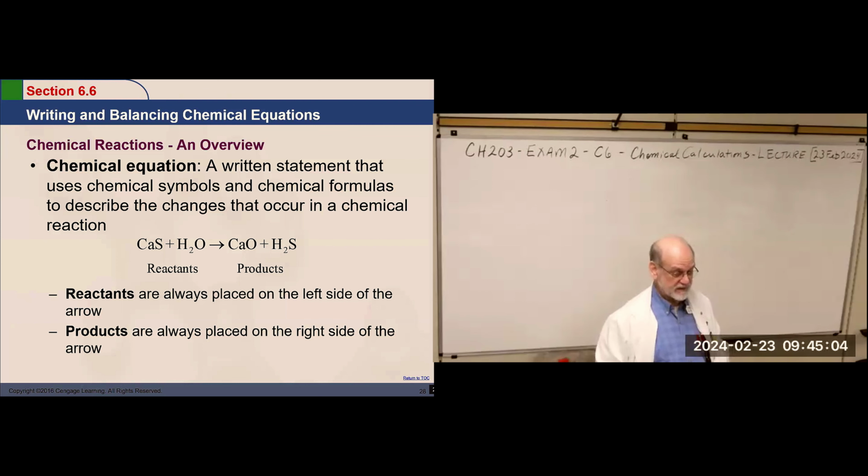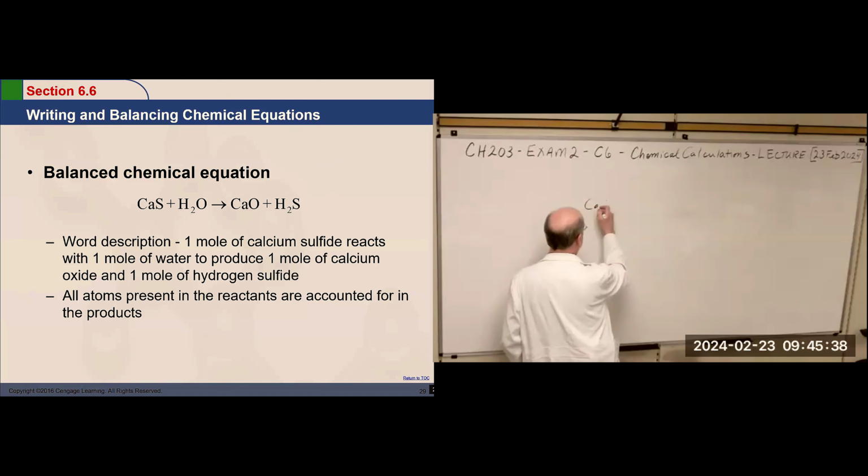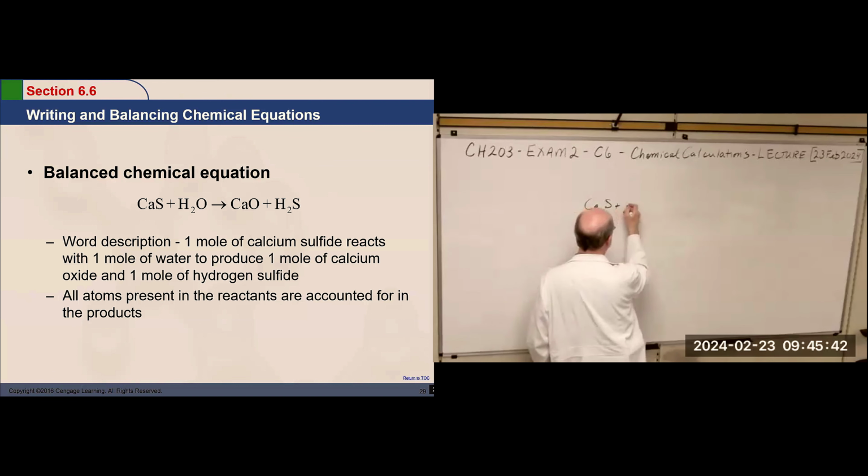Anyway, so is this a balanced equation? Well, let's see. There's one calcium. All right, see that? One sulfur on either side. Let's see, two hydrogens, yep, and one oxygen. So that one's balanced, as written. And when we have a balanced equation like that, calcium sulfide plus water yields calcium oxide plus hydrogen sulfide.